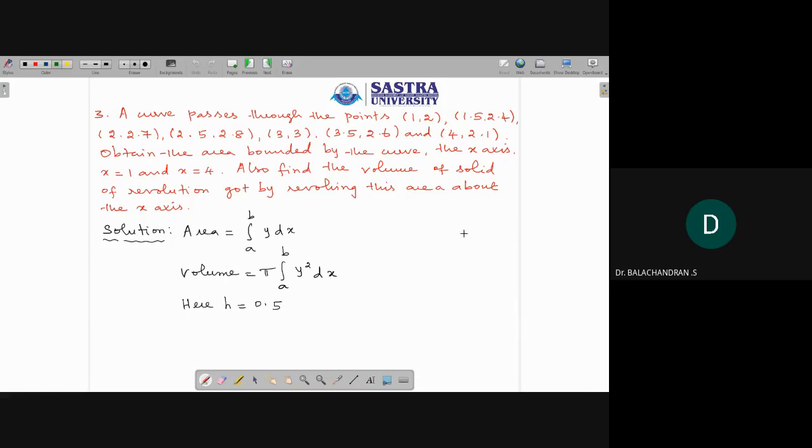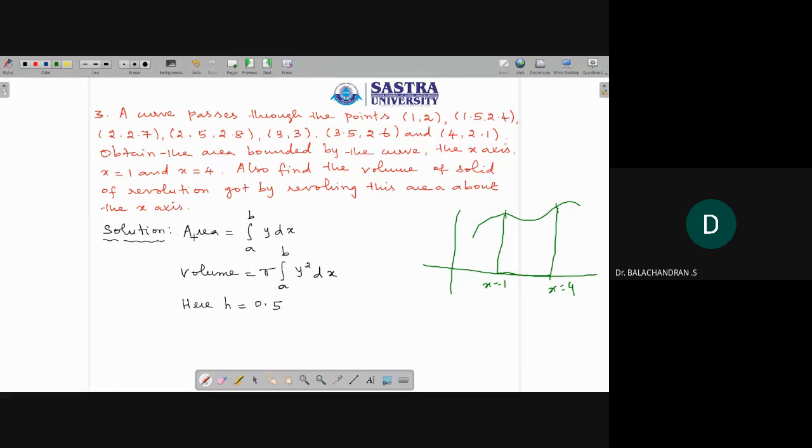So that means, suppose the curve is like this. Bounded by the curve from here to here, and the x-axis, and x equal to 1, this is x equal to 1, and this is x equal to 4. Also find the volume of the solid of revolution got by revolving this area about the x-axis.